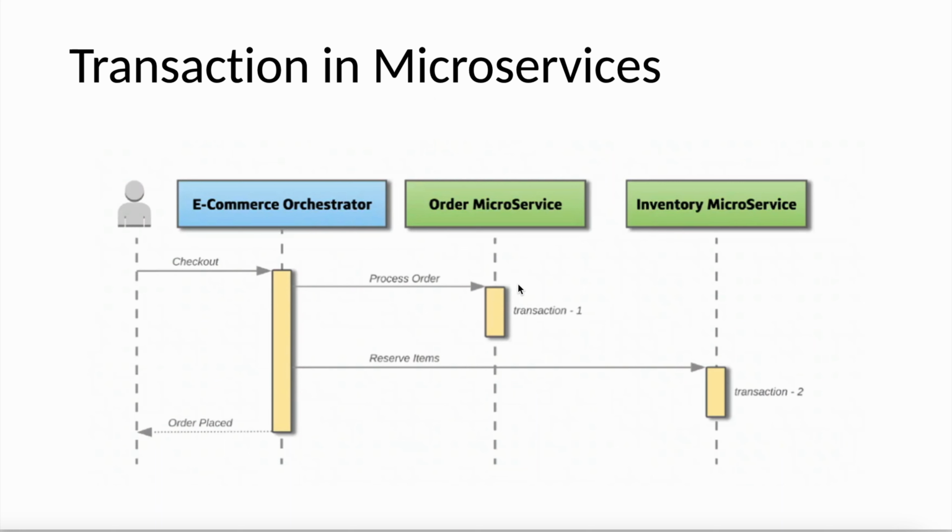So how does it work in microservices? The user is placing the order, it goes to the coordinator. The coordinator knows the steps, it processes the order. This is called transaction 1. And once the step is completed, it will reserve the item. It will be called transaction 2. It will be called to the inventory service. So once both are completed, the order is placed. This will be notified to the user.